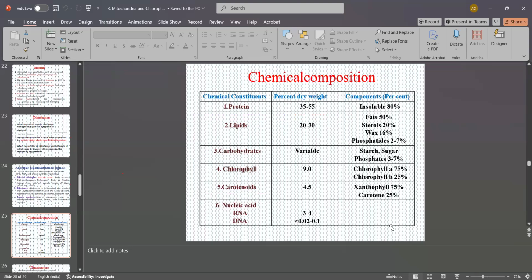Then the chemical composition of the chloroplast. Protein is 35 to 55 percent of dry weight, lipids 20 to 30 percent of dry weight, fats 50 percent, sterols 20, wax 16, phospholipids 2 to 7 percent, carbohydrates variable: starch, sugars, phosphates 3 to 7 percent. Chlorophyll: chlorophyll A is 75 percent and chlorophyll B is 25 percent. Carotenoids 4.5 of dry weight: xanthophyll 75 percent, carotene 25 percent. Last is nucleic acids: RNA 3 to 4 of dry weight, and DNA is also present. This is the chemical composition of the chloroplast.